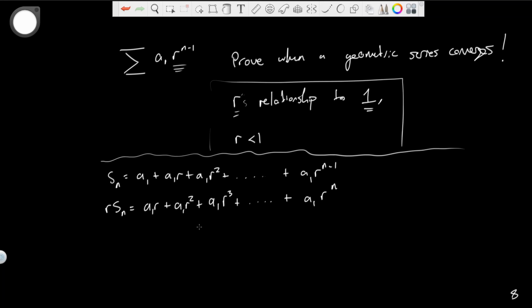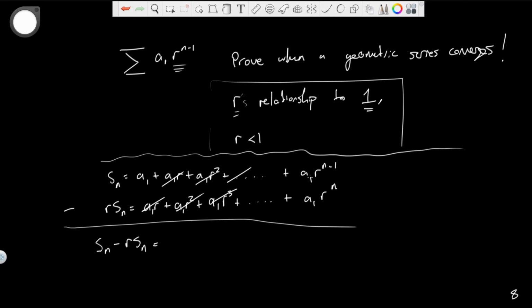Here's where the cleverness plays a role. I'm going to subtract these two equations. Right? My left-hand side is going to be the nth term in the sequence of partial sums minus r times the nth term. And then I'm subtracting these, so those are going to go away, those are going to go away, those are going to go away, and those are going to go away. I'm going to be left with the first term minus a sub 1 times r to the n.